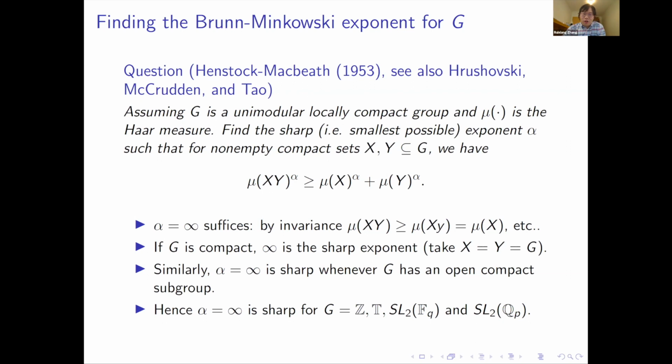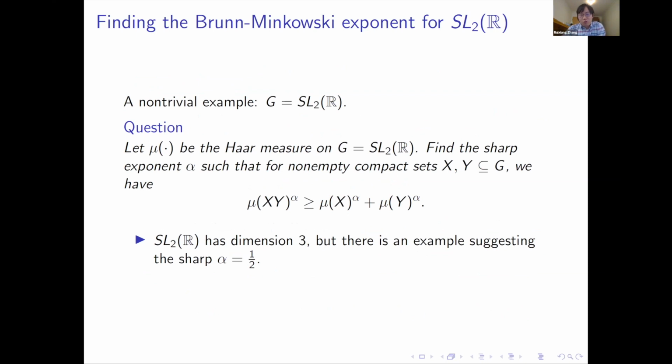So we're not going to talk about those groups because that will require more study. But this question is not always trivial. For example, you've seen that in R^d, this is a very non-trivial question. And I'll show you another example where this question is non-trivial. You can take the group to be SL2 of R, and then this question is going to be non-trivial. I just rewrote the question here. You take the Haar measure, this unimodular, to be mu, and you try to find the sharp Brunn-Minkowski exponent, meaning the exponent satisfying mu of XY to the alpha bigger than mu of X to the alpha plus mu of Y to the alpha.